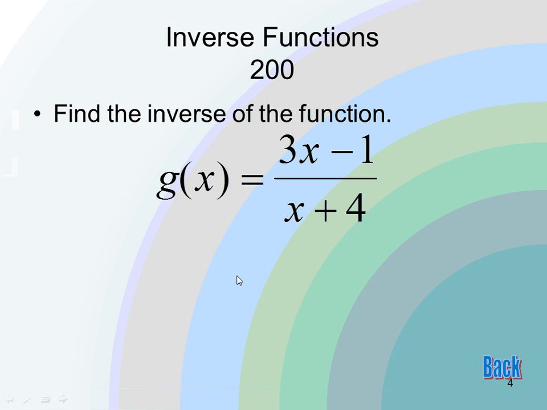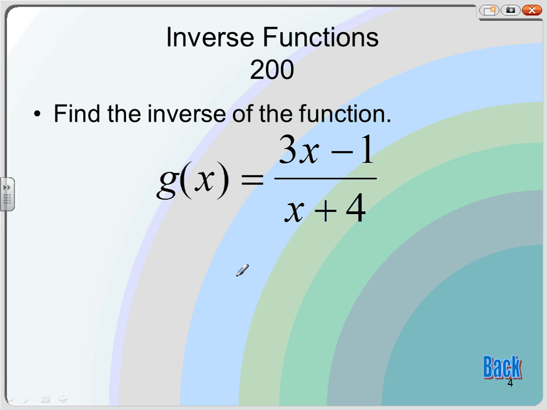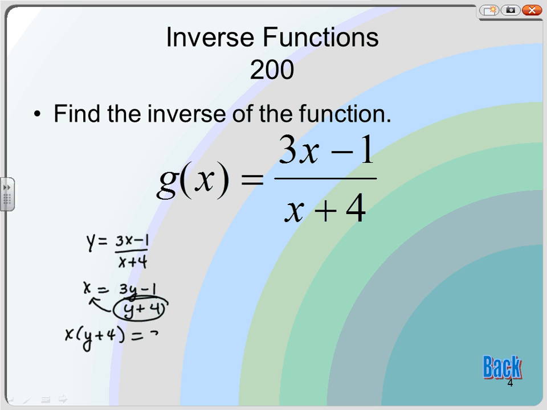Okay, the 200 problem. So find the inverse of the function g of x equals 3x minus 1 all over x plus 4. All right, so g of x is your y value. Switch your x and your y values. And we're going to solve for this new y value. I'm going to multiply y plus 4, so my denominator, over to the other side. I'm going to distribute my x.